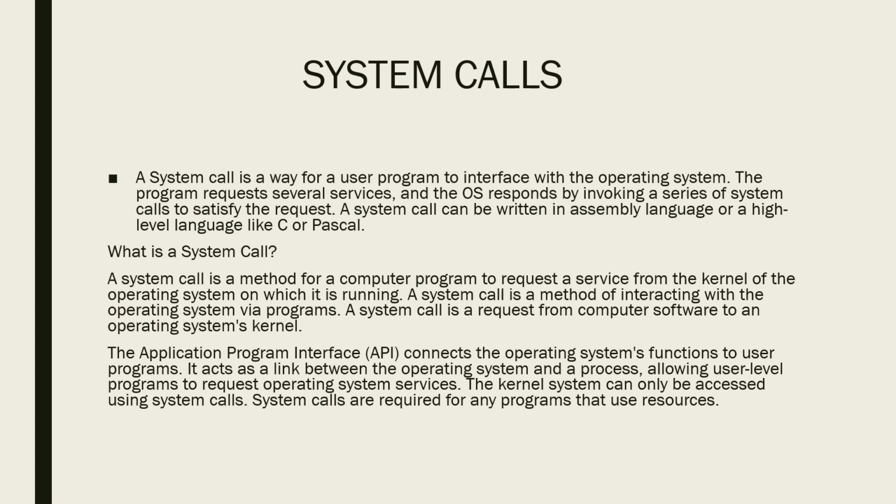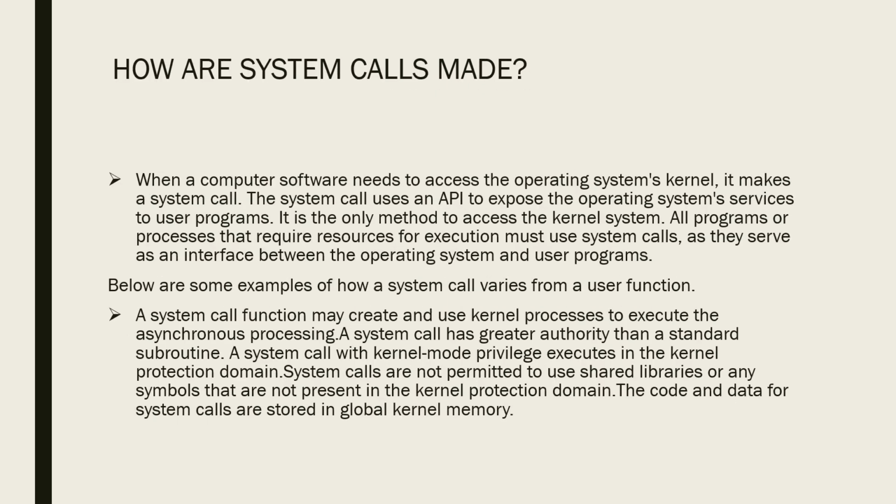How are system calls made? When computer software needs to access the operating system's kernel, it makes a system call. The system call uses an API to expose the operating system services to user programs. It is the only method to access the kernel system. All programs or processes that require resources for execution must use system calls, as they serve as the interface between the operating system and user programs.